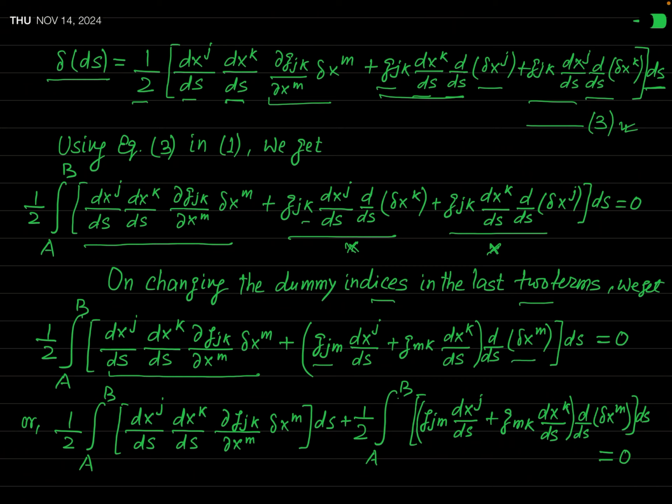And in the second term again you can see this dummy index j will be replaced by m. So this is gmk and dxk by ds, and again here instead of j we will write m. So this d/ds operated on delta xm has been taken as a common factor. Okay, and ds is as before. So this equals to 0. I think you have understood that after changing the dummy index j in the last two terms, our result is this. Okay. Now you can operate this integral on both of these terms.